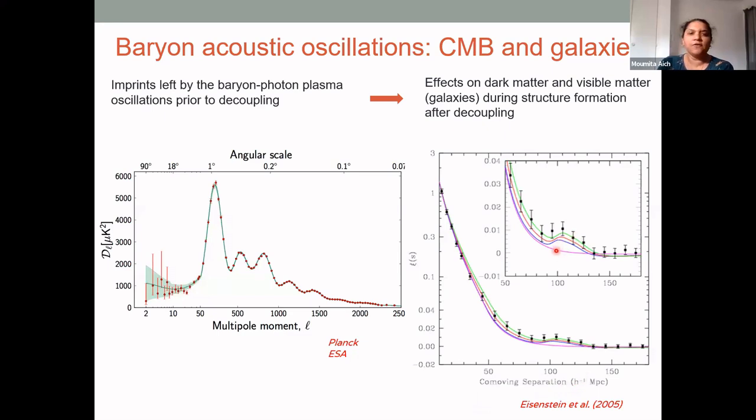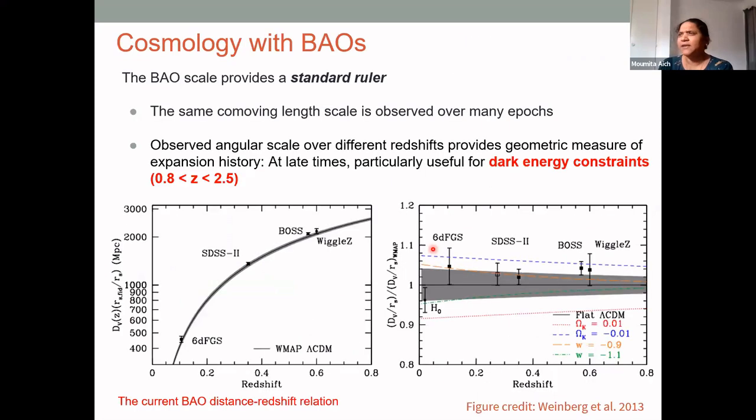So that's the signature of the BAOs. You can see the signature of the BAOs in the matter power spectrum as well as in the CMB temperature fluctuations. Right. So now we come to cosmology with BAOs, and BAOs basically provide a standard ruler. What's happening is that the same comoving length scale is observed over many epochs, okay? And the observed angular scale over different redshifts provides a geometric measure of the expansion history, right?